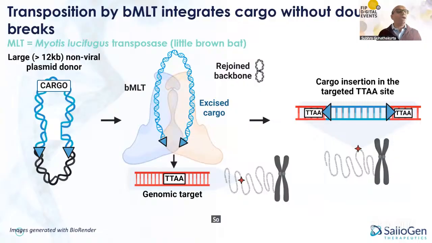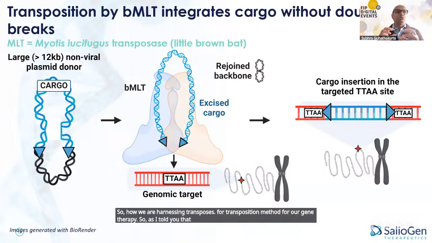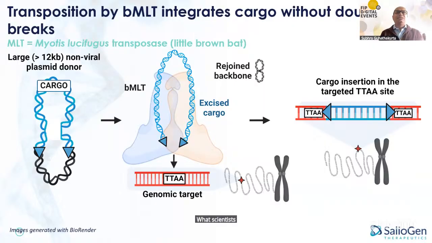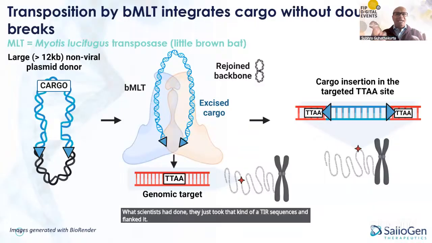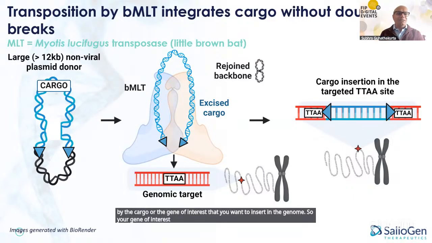So how are we harnessing transposase as a transposition method for our gene therapy? As I told you, usually the section of the gene that gets transposed somewhere else is marked by two ITR or TIR sequences, the terminal inverted repeat sequences, at the ends. What scientists did was take those TIR sequences and flank the cargo, or the gene of interest that you want to insert in the genome. So your gene of interest is now flanked by the two TIRs.